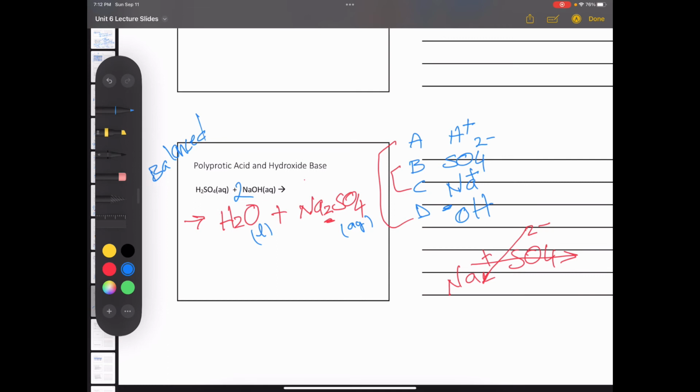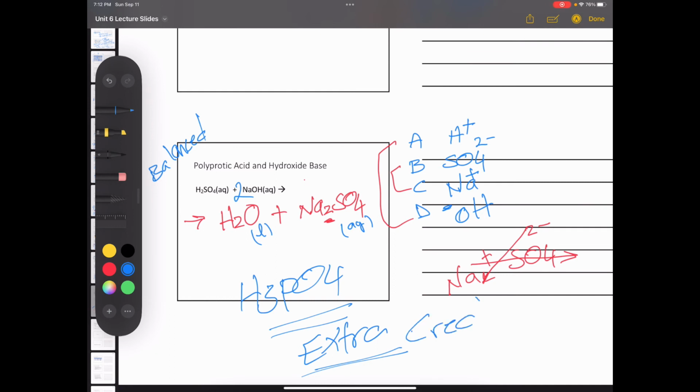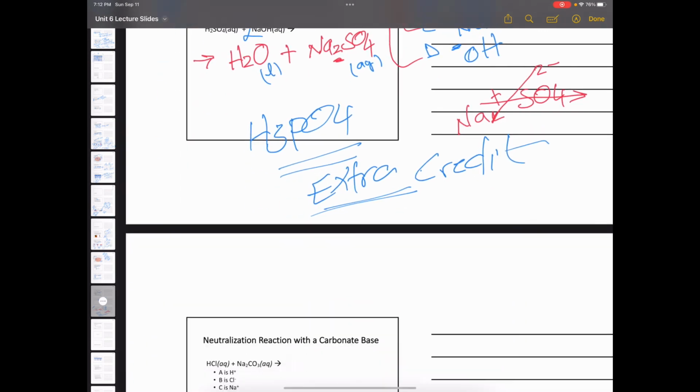Another polyprotic acid that's also kind of interesting to do the neutralization reaction with is H3PO4. And that will be an extra credit. So you can try that on your own and bring that to the lab, the day that you listen to this lecture or the same week.